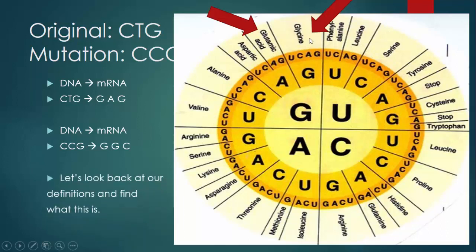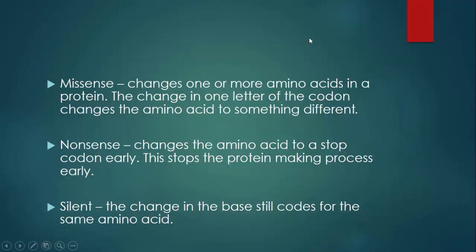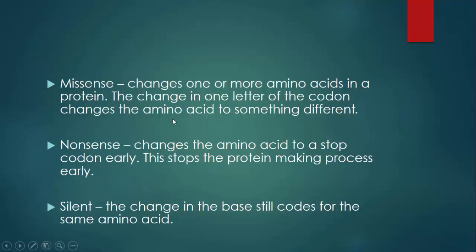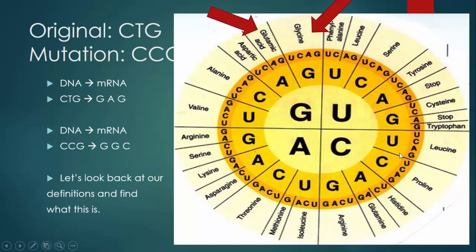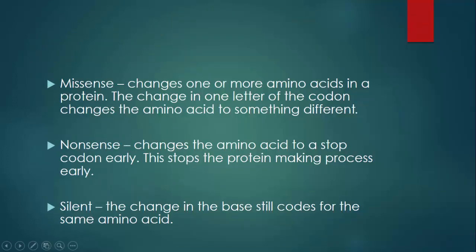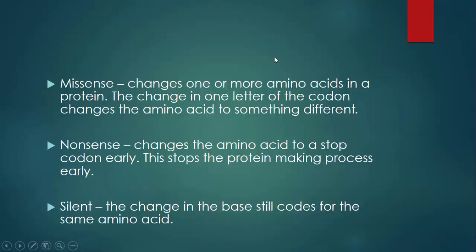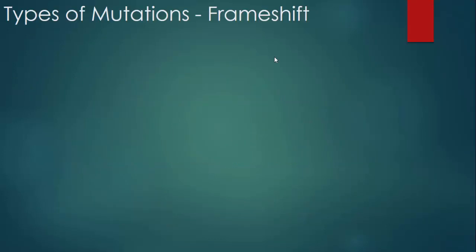So let's look back at our definitions and find out what type of mutation this is. There's missense, changes one or more amino acids in a protein. The change in one letter of the codon changes the amino acid to something different. Is that what happened here? Yes, it is. We had CTG. We changed one letter, the T, to a C, and we wound up with a completely different amino acid. We didn't change it to a stop codon early. We didn't get any of those. And the change in the base still codes for the same amino acid? We see that it doesn't. There are 2 different amino acids it codes for, so it's a missense point mutation.